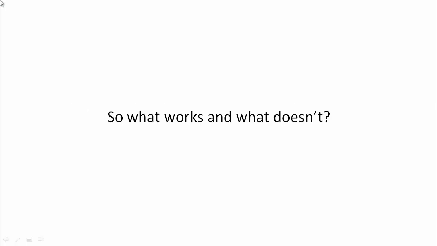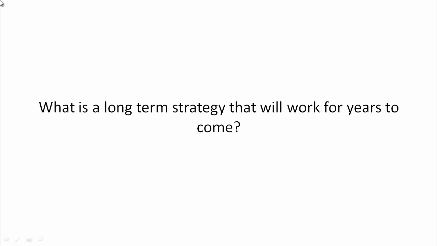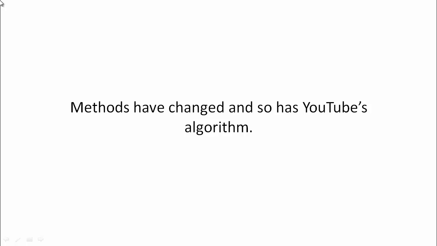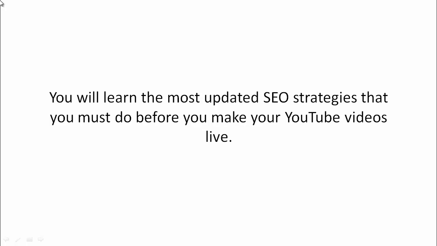So what works and what doesn't? What is a long-term strategy that is going to work for years to come? It's simple. Understanding what keywords are in demand and how to properly optimize your video before you make it live is what is going to help YouTube know where exactly to categorize your video. Methods have changed, and so has YouTube's algorithm. And you'll learn the most updated SEO strategies that you must do before you make your YouTube videos live.